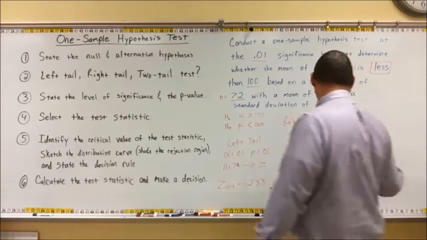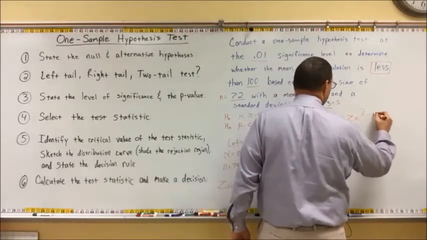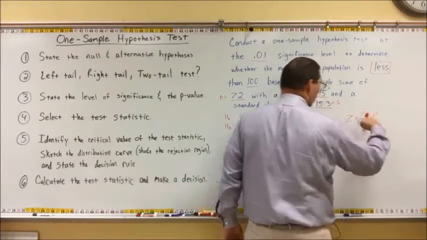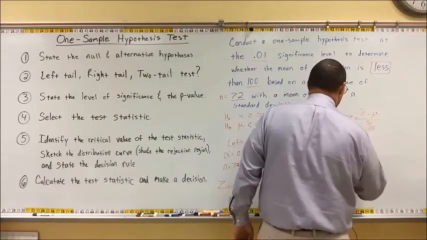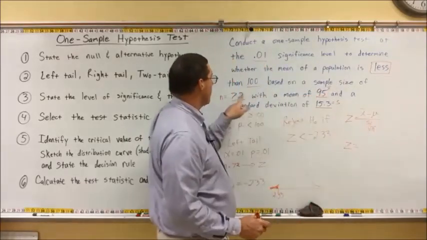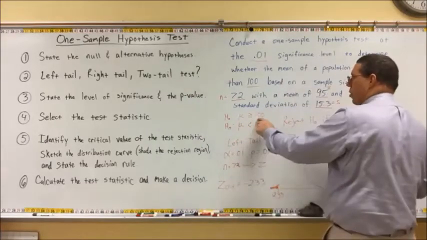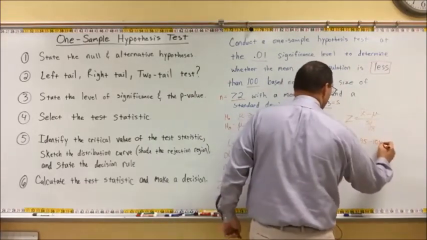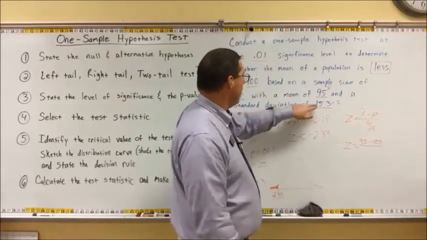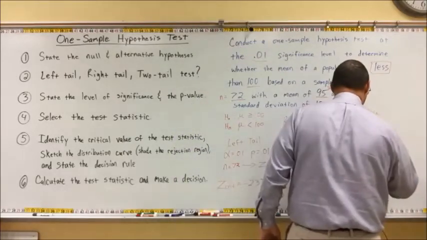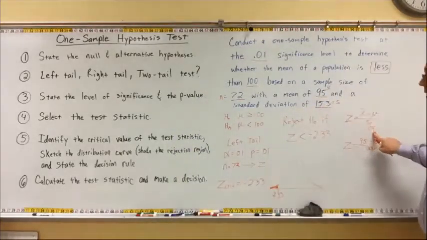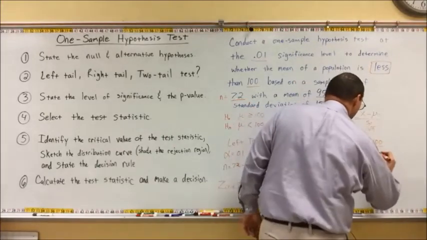We're going to calculate the test statistic. Well, z, our formula, is x bar minus mu divided by s divided by the square root of n. All that information is right up here. So, our z statistic is going to be equal to x bar, and we have a sample size of 72 with a mean of 95. So it's 95 minus the population mean, we're testing against 100, so we're going to put a 100 here, divided by the standard deviation of the sample. Standard deviation is 15.3. 15.3 divided by the square root of the sample size, and the sample size is 72. So divided by the square root of 72.